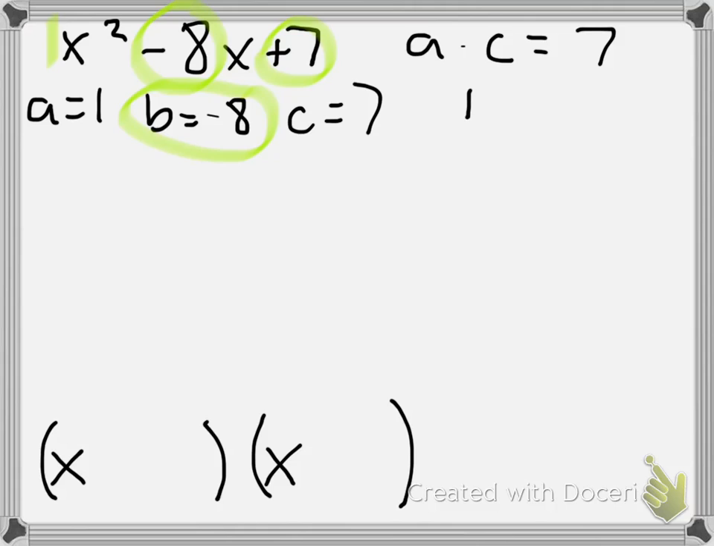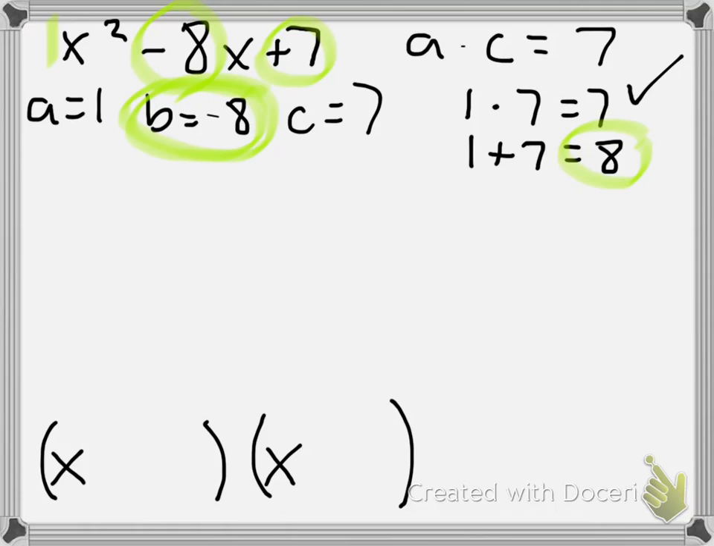So let's figure out some groups here. So 1 times 7 equals 7. And does 1 plus 7 equal 8? But do we want 8 or do we want negative 8? Unfortunately, this is not quite the same as this right here. So we're really close, but not quite there.